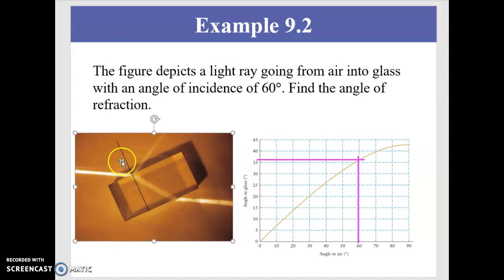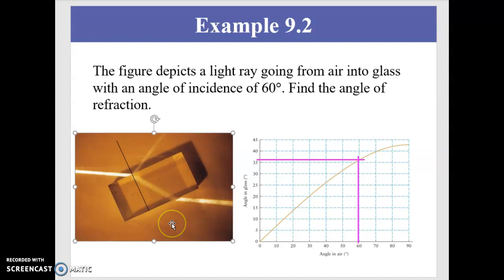This angle is 60 degrees, and I want to know what this angle in here between the refracted beam and the normal is. So I go to my chart, as long as this is for the correct index of refraction, and I start at 60 degrees, and I go up until it hits the yellow line, and I come over and I see that that's about 36 degrees. So this angle in here should be about 36 degrees.